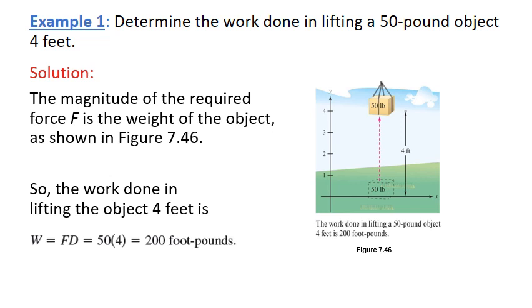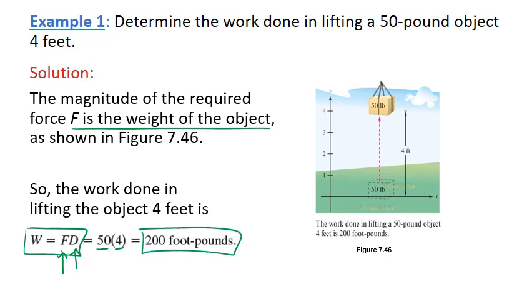In order to find the work, we'll use the formula that I circled in the previous slide, and that is measured by taking the force times the distance. The force is simply the weight of the object, and we know this object is 50 pounds. The distance we want to move this is 4 feet, so we multiply by 4, and that gives us a work of 200 foot-pounds.